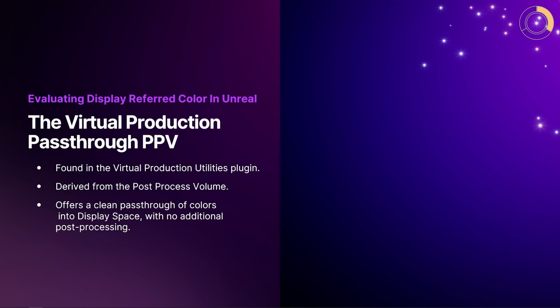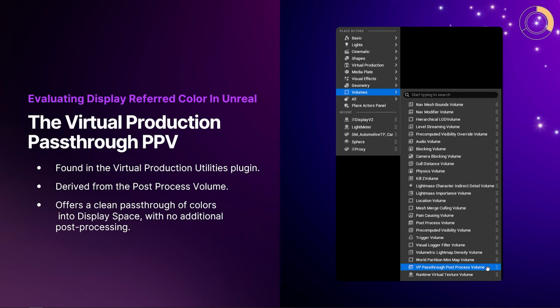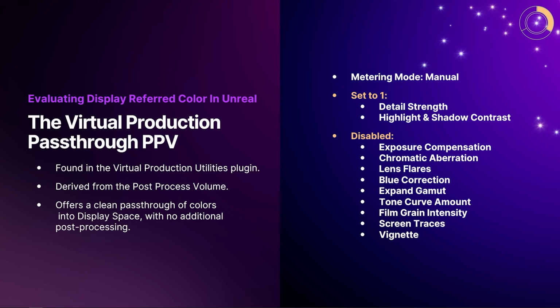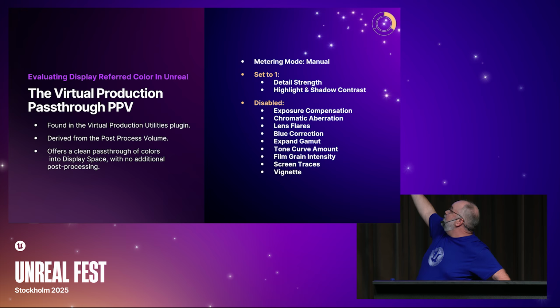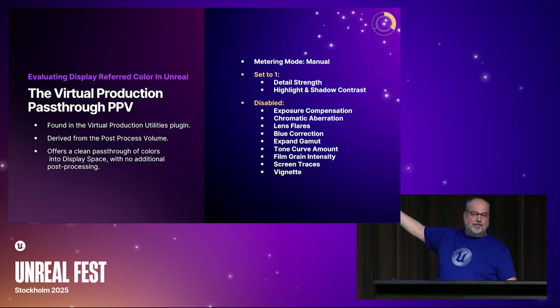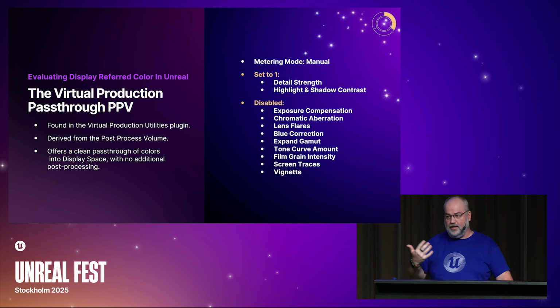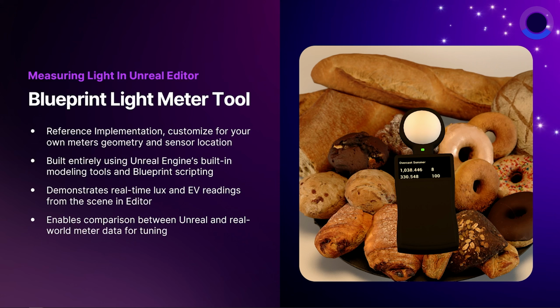So the other thing you're going to want to use in Unreal is the virtual production pass-through post-process volume. It's in the virtual production utilities, and what it does is it sets your scene to not have post-process stuff, like bloom and vignetting and all those things. It's what our team decided the most scene-referred color looks like. And there's actually a viewport mode now as well that's HDR before tone map that you can also look at. But that's what the pixel inspector is looking into, is before tone mapping.